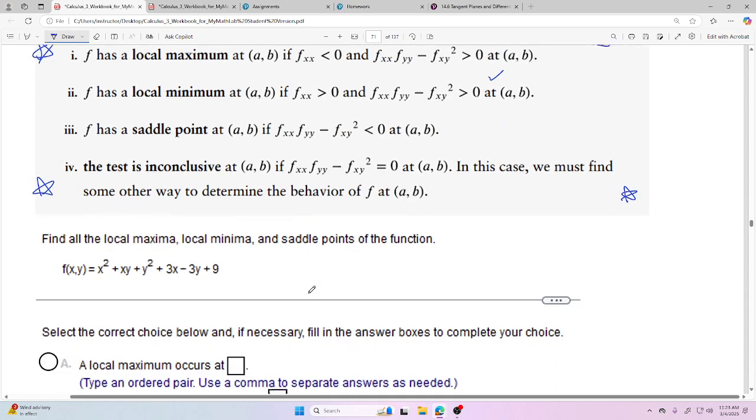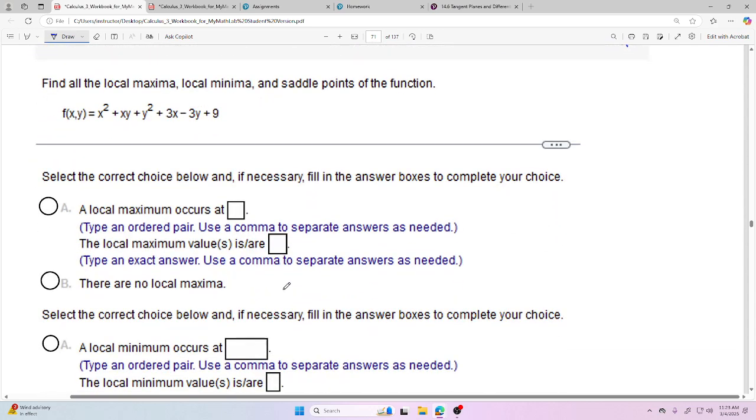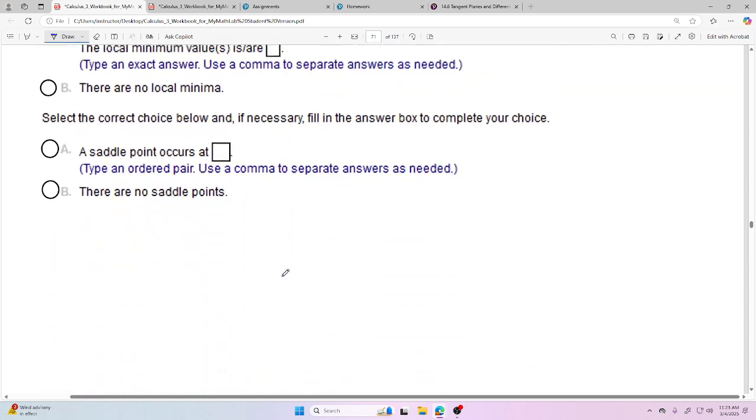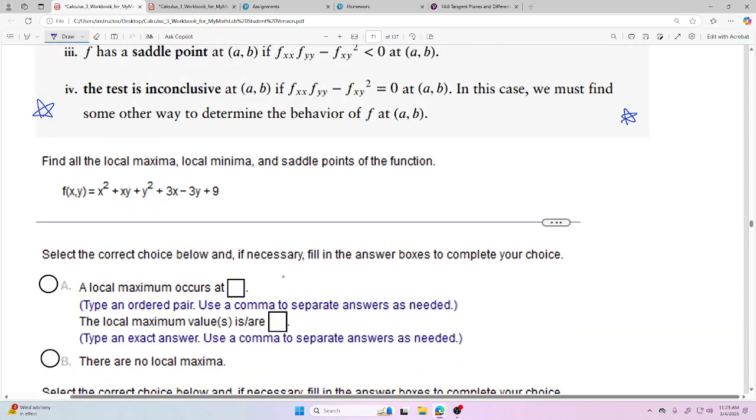Okay, so let's do one. It says find all the maximums, all the minimums, all the saddle points. So let's do some math, I guess. I'm going to do x. And what would I get? f sub x. 2x.